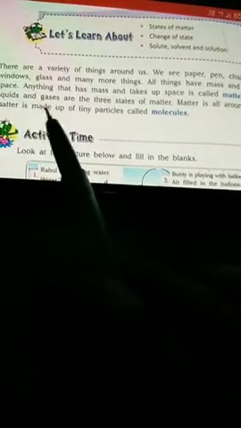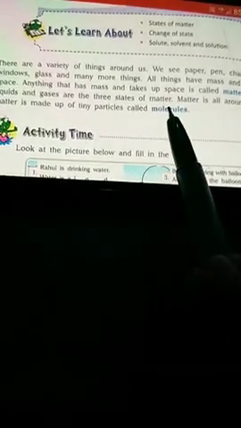Solids, liquids and gases are the three states of matter. Matter exists in three states, that is solid, liquid and gas. Matter is all around us. Everything around us is matter, whether it is your book, copy, pencil, even you yourself are matter because you have a certain weight and you occupy space.